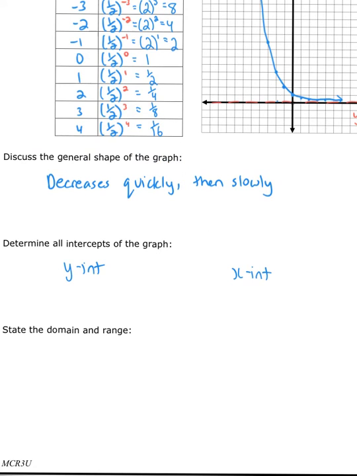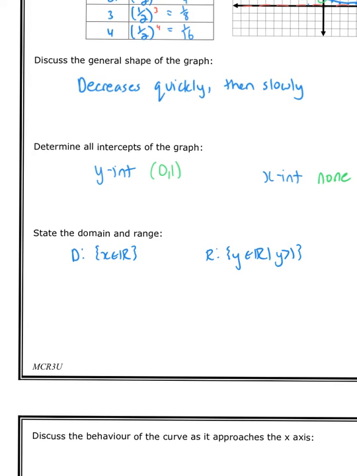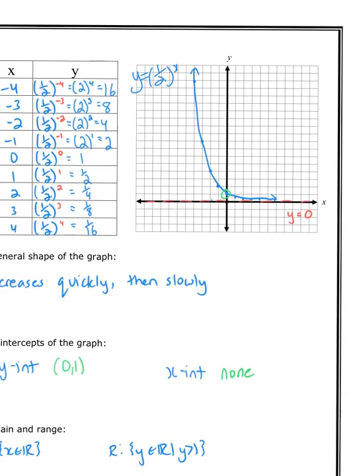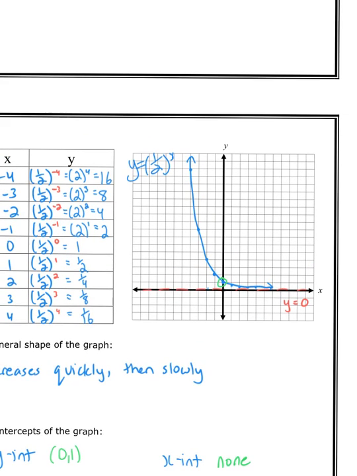Looking at the intercepts, again, we have a y-intercept at (0, 1), just like we did for exponential growth. And the x-intercept, there are none, again, just like it was for exponential growth. Looking at the domain and range, they are the same as they were for exponential growth. x is an element of all real numbers, and y is an element of all real numbers, but y must be greater than 0. And again, you can see the graph can move to the right, and it can move to the left. So there's no restrictions in the domain.